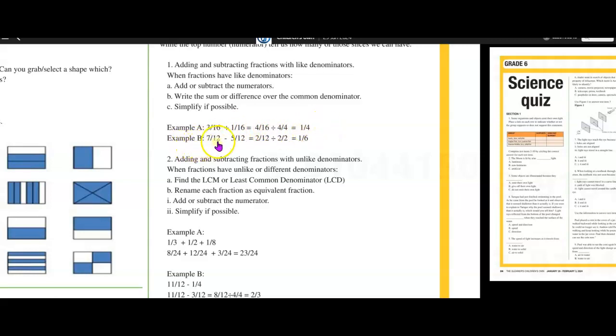Example B, 7/12 minus 5/12 would be equal to 2/12. Now the factor we could use would be 2, and then we would get 1/6.